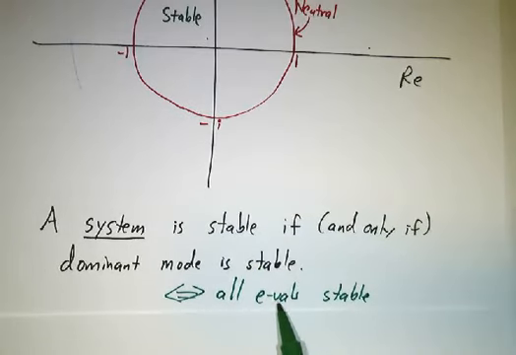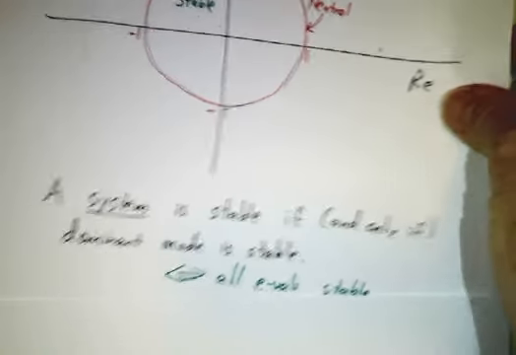So if all the eigenvalues are small, by small I mean less than 1 in size, the system is stable. If the biggest eigenvalue has size 1, it's neutral or borderline. If the biggest eigenvalue has size bigger than 1, it's unstable. And that's it.